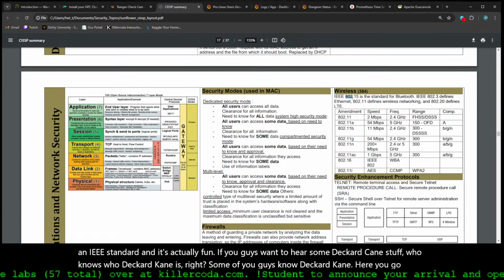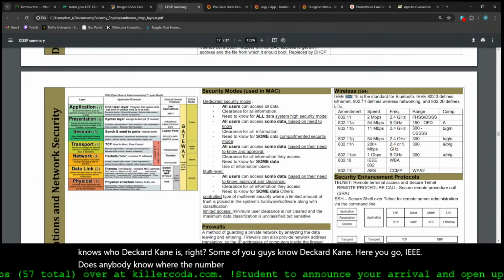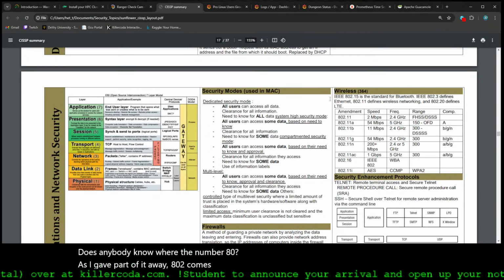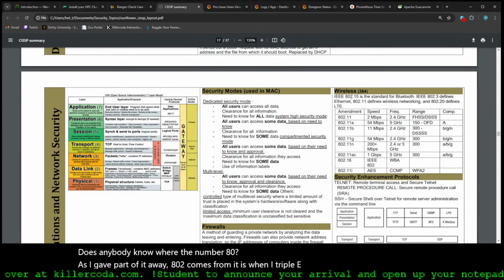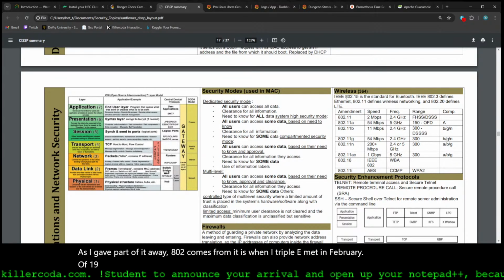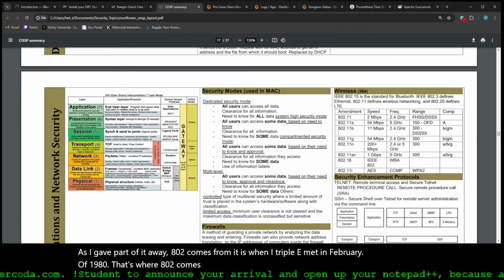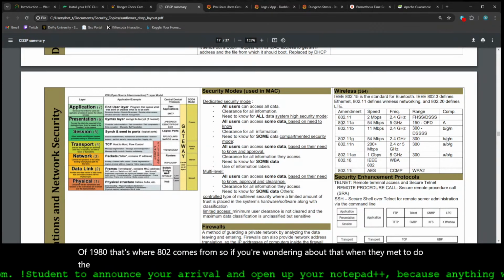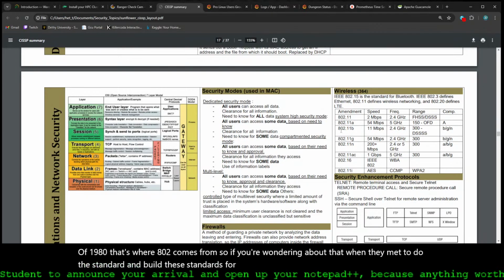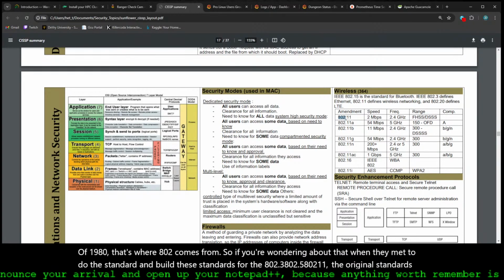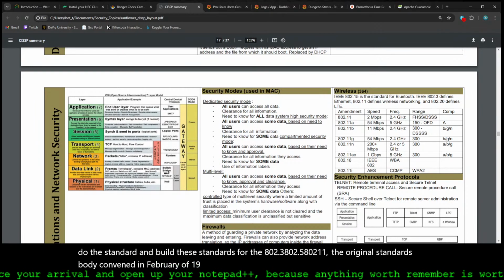IEEE, does anybody know where the number 802 comes from? It is when IEEE met in February of 1980. That's where 802 comes from. So if you're wondering about that, when they met to build the standards for 802.3, 802.5, 802.11, the original standards body convened in February of 1980. That's where 802 comes from.